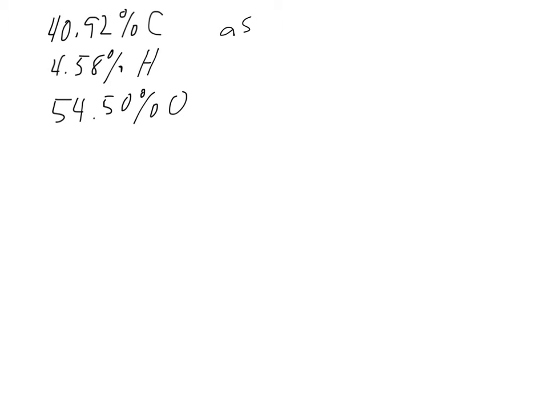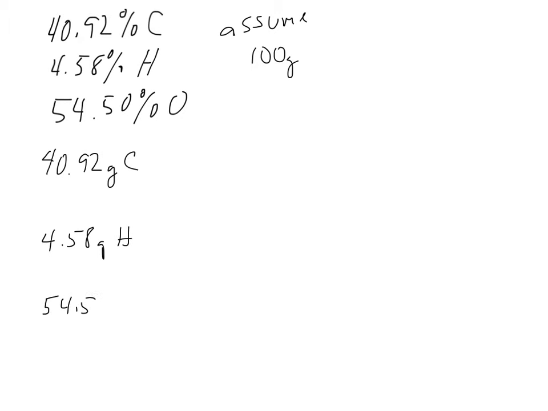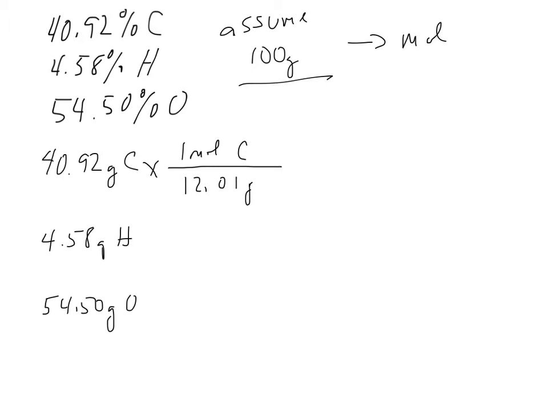So I'm going to assume 100 grams of sample. That means that I now have 40.92 grams of carbon, 4.58 grams of hydrogen, and 54.50 grams of oxygen. I'm going to take my grams and convert to moles. The way we do that is using the molar mass. So 1 mole of carbon is 12.01 grams of carbon.